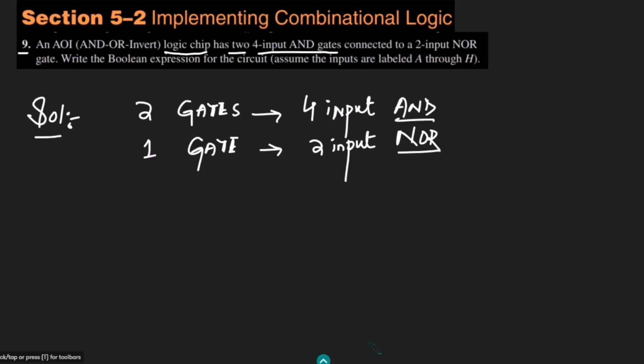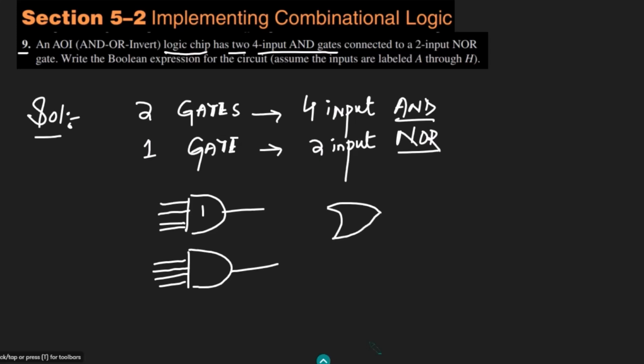Let me first draw the circuit for it. The 4-input AND gates are 2, so let me first draw them. This is the first AND gate, this is the second AND gate, and each gate has 4 inputs. So we have these 2 gates, 1 and 2, and similarly a single NOR gate which has 2 inputs. This is the NOR gate, with a bubble at the output and these 2 inputs. So let me connect them.